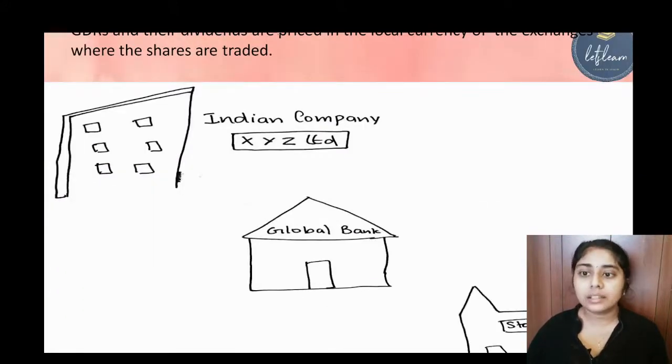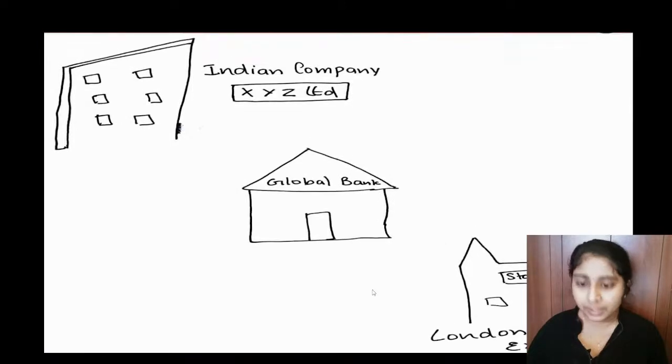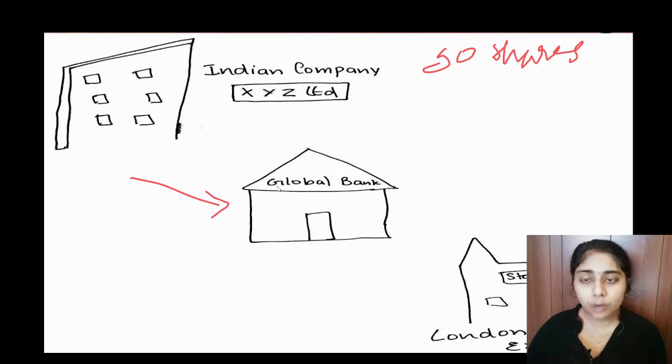Now we can understand this GDR better with the help of this example. This Indian company XYZ wishes to issue 50 shares. For that, they have to approach a global bank. Suppose we are issuing this GDR in the London Stock Exchange. If the Indian company wants to issue its shares in the London Stock Exchange, they have to choose a global bank. That bank should be situated in India as well as in London.